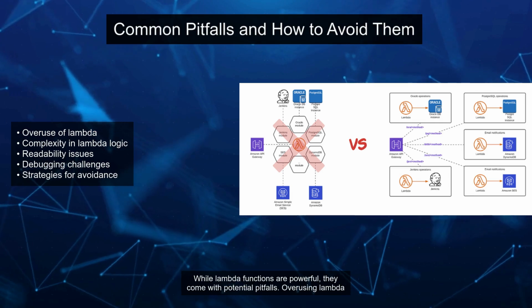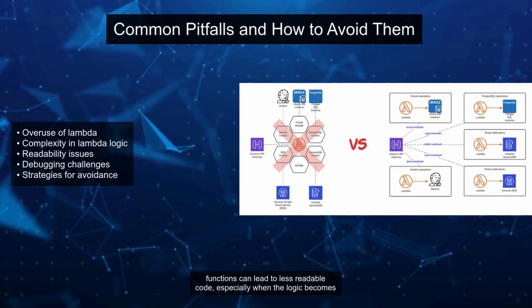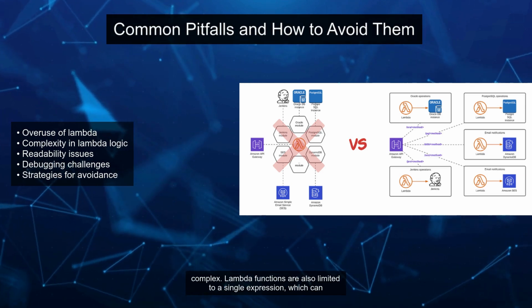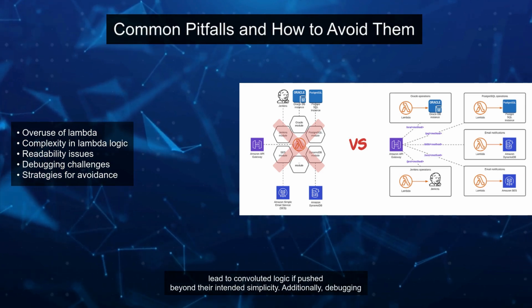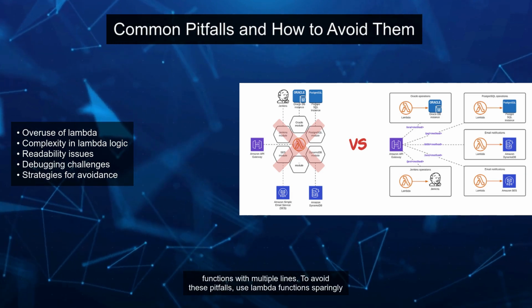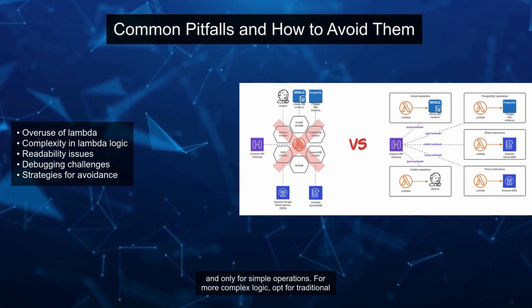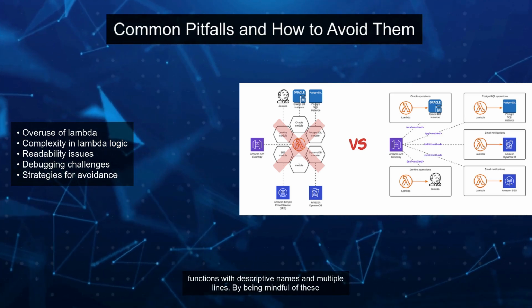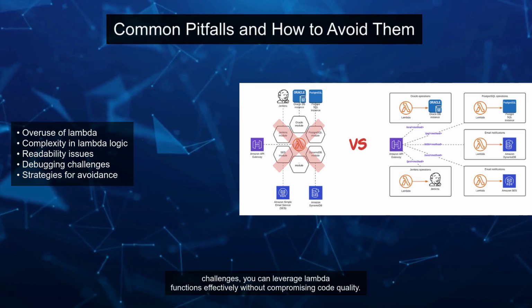of your code. While Lambda functions are powerful, they come with potential pitfalls. Overusing Lambda functions can lead to less readable code, especially when the logic becomes complex. Lambda functions are also limited to a single expression, which can lead to convoluted logic if pushed beyond their intended simplicity. Additionally, debugging Lambda functions can be challenging, as they lack the clarity of named functions with multiple lines. To avoid these pitfalls, use Lambda functions sparingly and only for simple operations. For more complex logic, opt for traditional functions with descriptive names and multiple lines. By being mindful of these challenges, you can leverage Lambda functions effectively without compromising code quality.